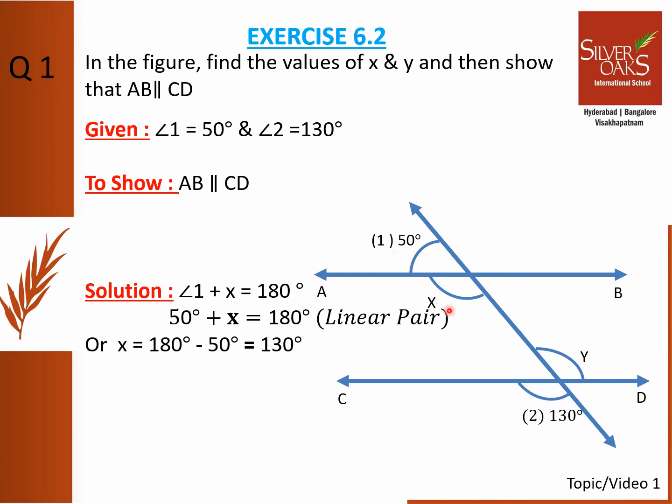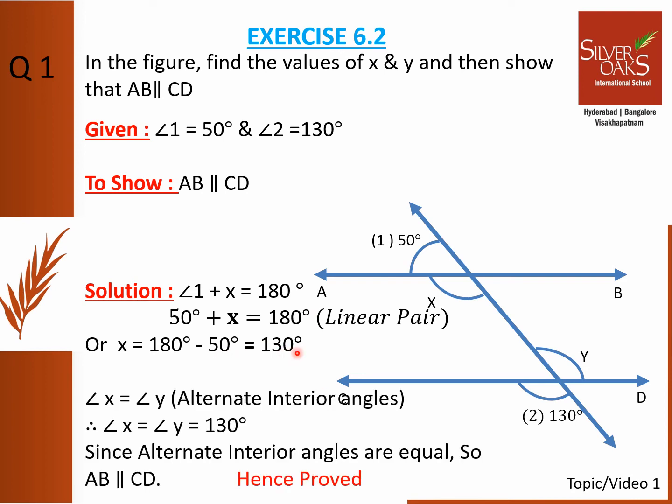Angle 1 plus x is 180 degrees. What is it? A linear pair. Angle 1 is 50 degrees given. So you can find out angle x. 180 minus 50, 130 degrees. Now, what are angle x and y? Alternate interior angles. If x is equal to y, if x is 130, then y also will be 130. Right? Since x and y, the values are same, 130 degrees. Since alternate interior angles are equal, hence lines are parallel. Understood? Hence proved.